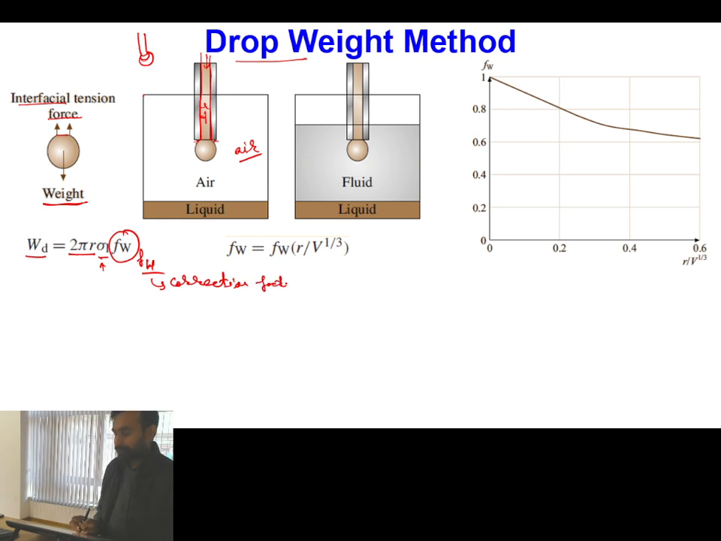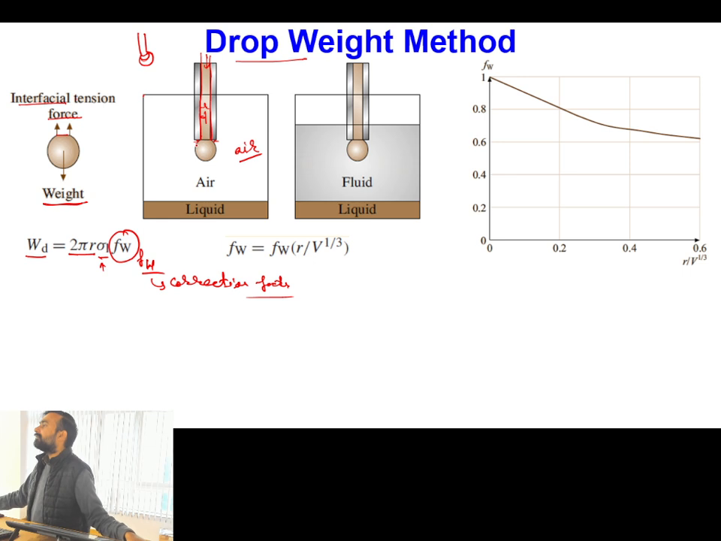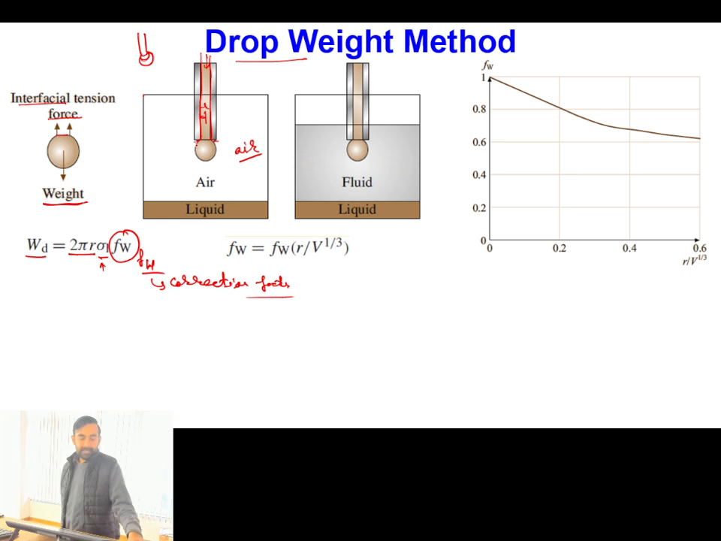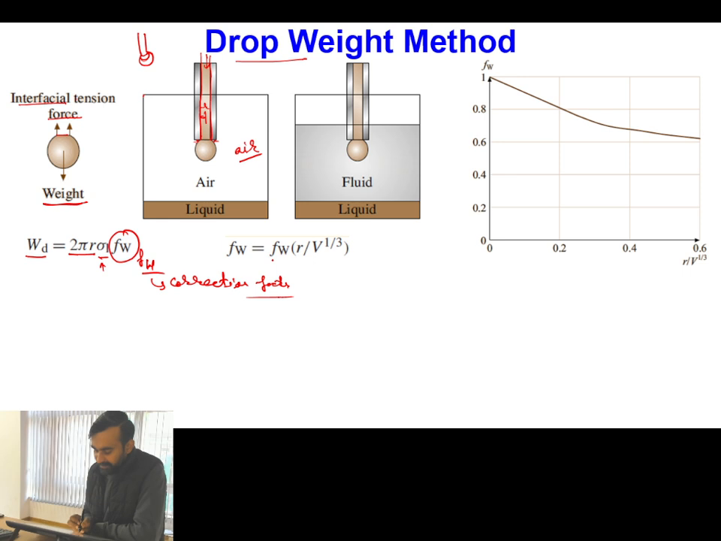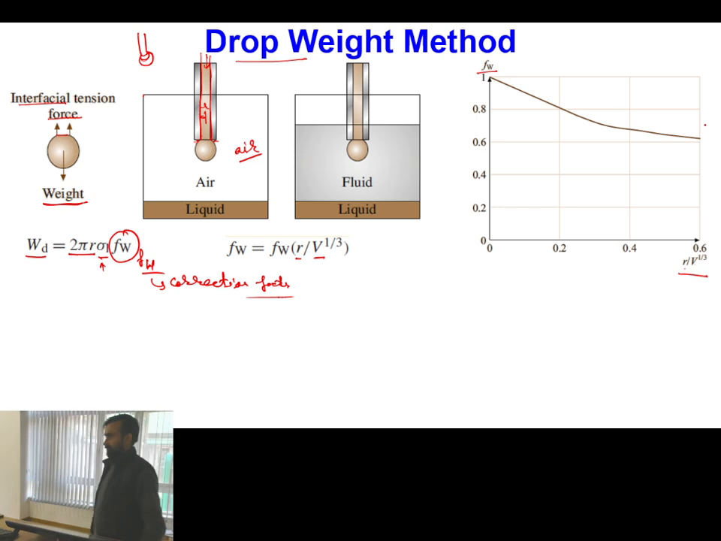So typically whenever a drop is hanging from the needle, there can be slight differences in the circumference because of some imperfections, okay. So that's why we have to account for some correction factor, and the correction factor typically is given in the form of the radius of the needle divided by the volume of the drop to the power 1 by 3. You can see r by V^(1/3), and this is the value of the correction factor. So when r by V^(1/3) is 0, then the correction factor is 1, and when this value is increasing, these are the different values of the correction factor, okay.